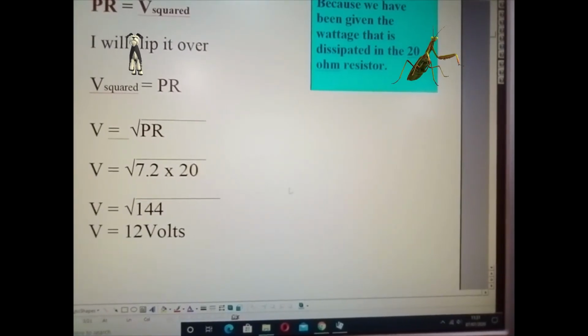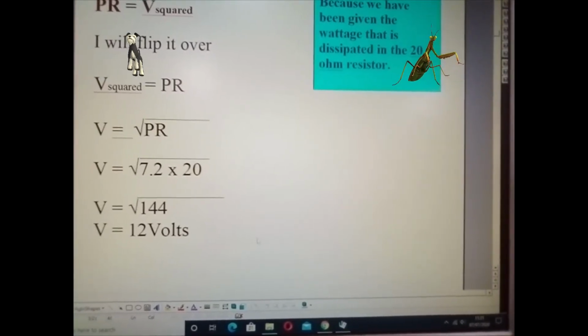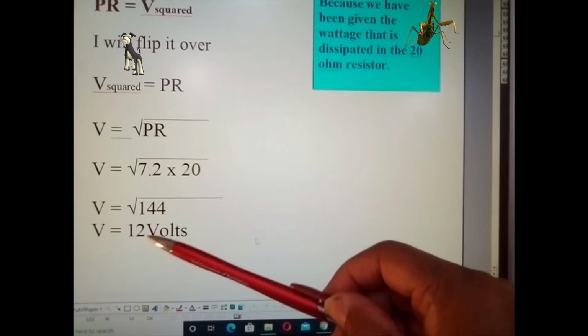And we know that the voltage applied in a parallel network, all the resistors would have the same voltage across them. So we know that voltage will be 12 volts.